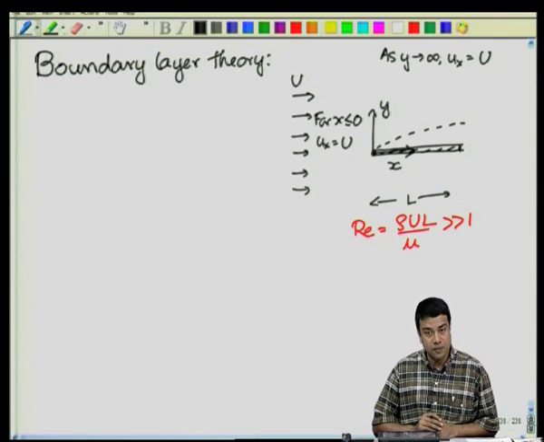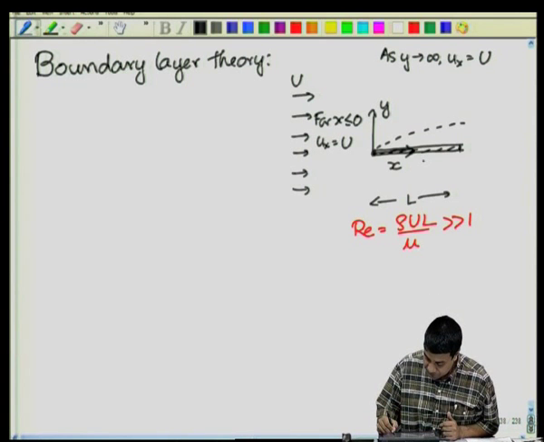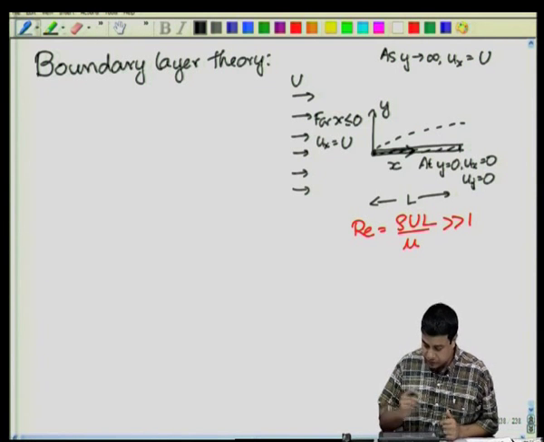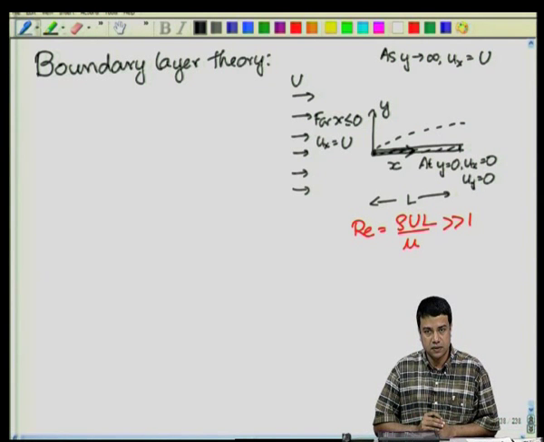At the surface of the plate itself, you require that the velocity has to come to 0: at y equal to 0, ux is equal to 0 and uy is equal to 0. So, these are the boundary conditions.